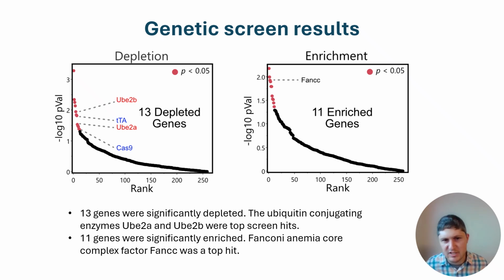For our depleted genes, there were UBE2A and UBE2B. These are genes that are associated with protein ubiquitination that were among our top hits. And then a range of factors in the enriched gene set, including Fanconi anemia factor C.